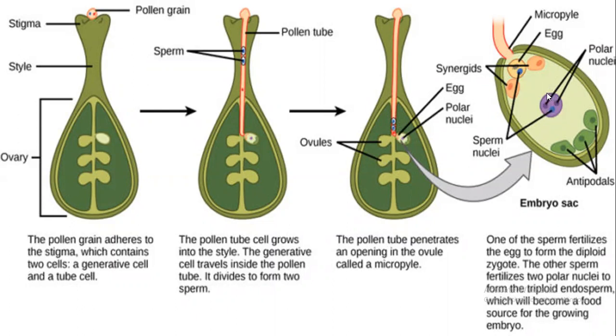What about other parts of a flower? They wither off. So here the ovules become seeds in future, and ovules are present within ovary, right? So ovary becomes fruit and other parts of a flower wither off.